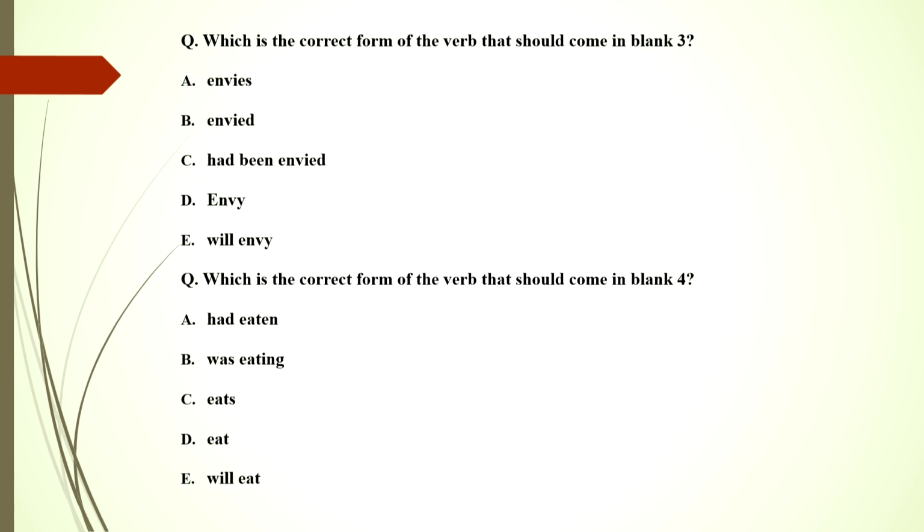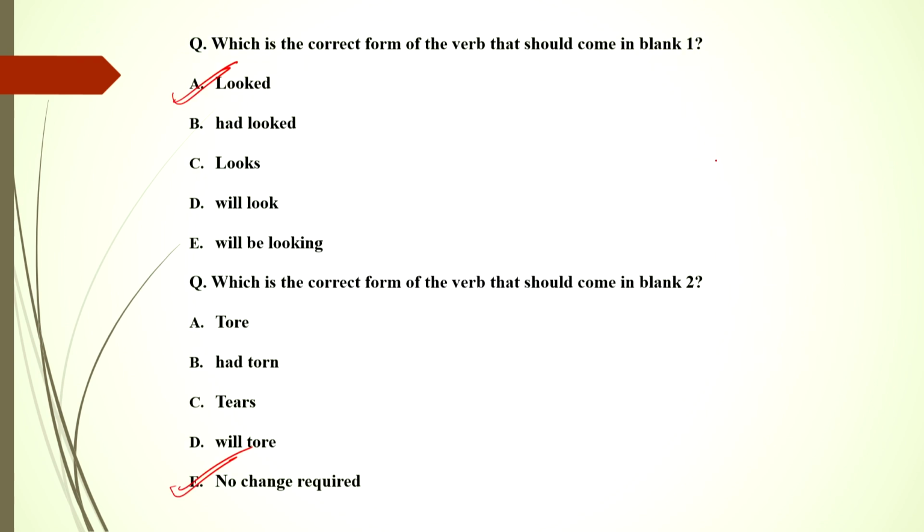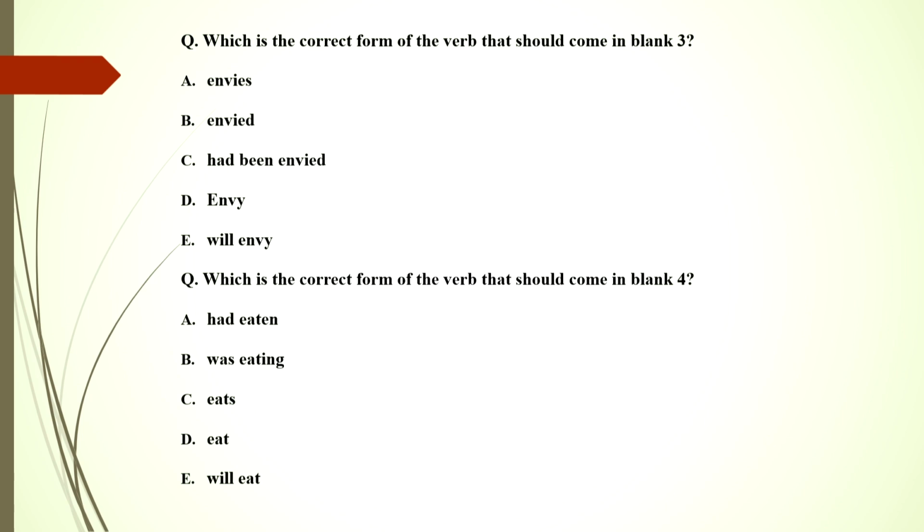Fine. Now, moving forward, next question is, which is the correct form of the verb that should come in blank 3? So, on reading the passage carefully, it is obvious that we have to use the simple past tense of the verb envy, which is envied. Hence, coming back to the options, option B is the correct option. Other options are wrong as they make the sentence grammatically incorrect.